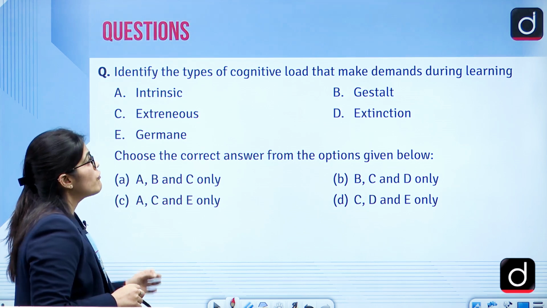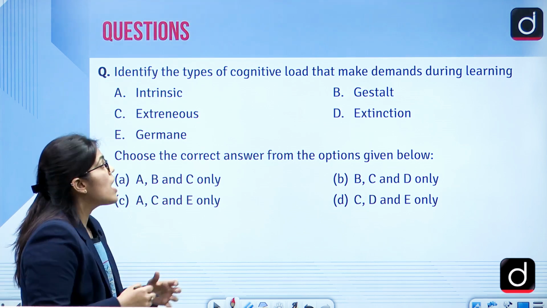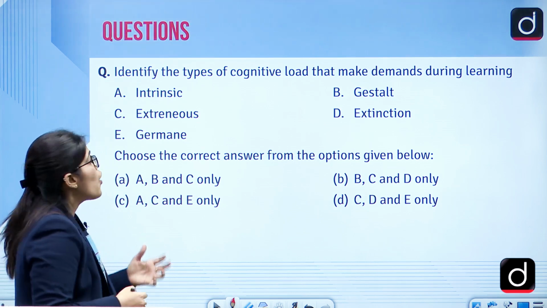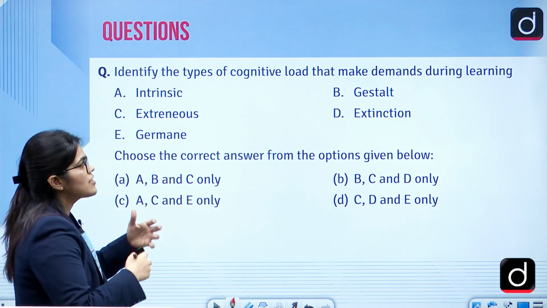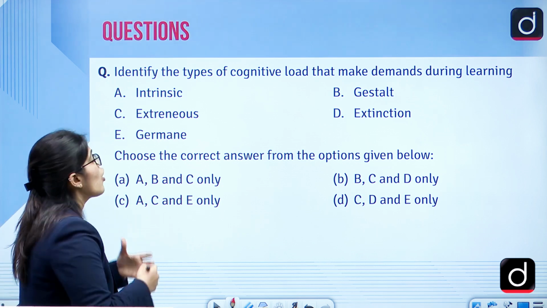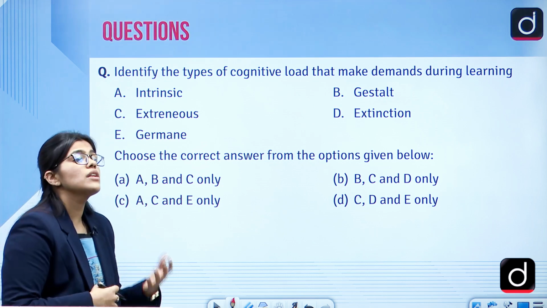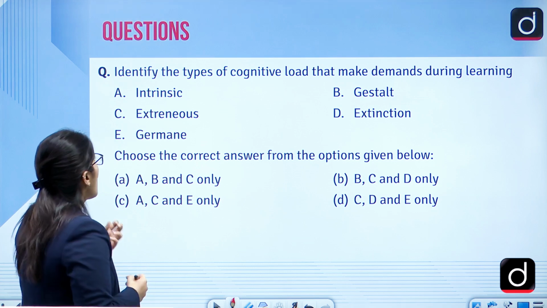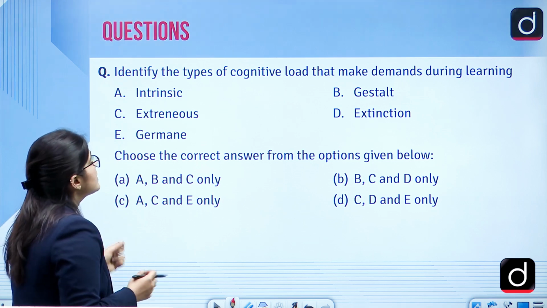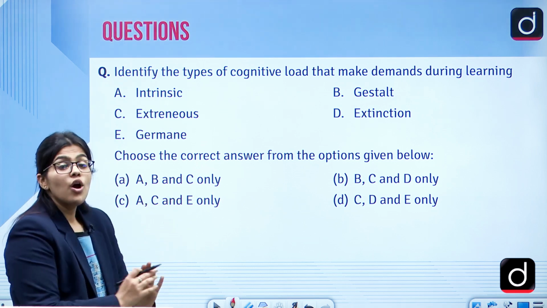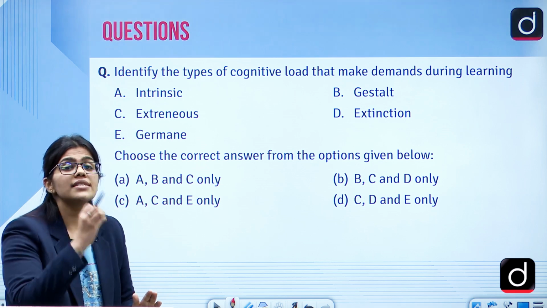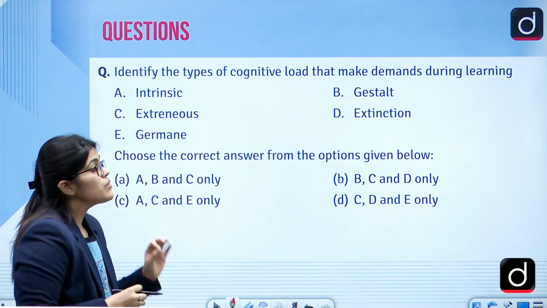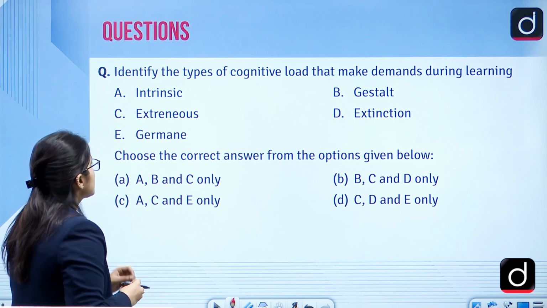Identify the types of cognitive load that are demanded during learning. What do you mean by these cognitive domains and cognitive load, and how does learning happen? A few things that this question is asking. I will read it again: identify the types of cognitive load. What are the cognitive loads that are there when we talk about the learning process?